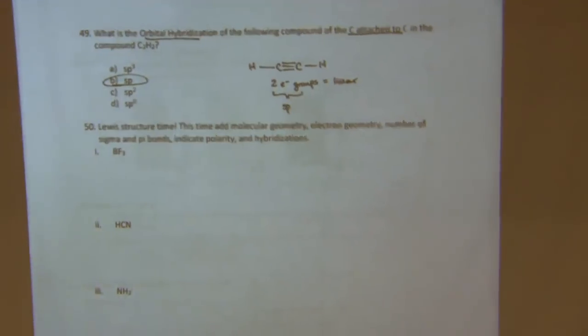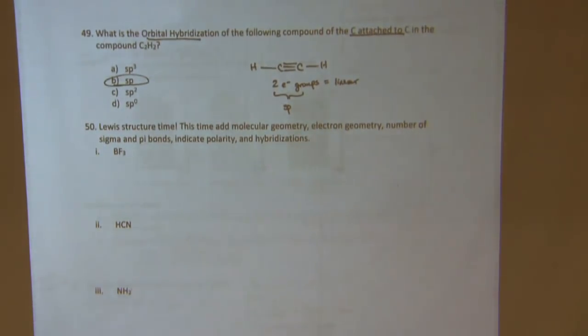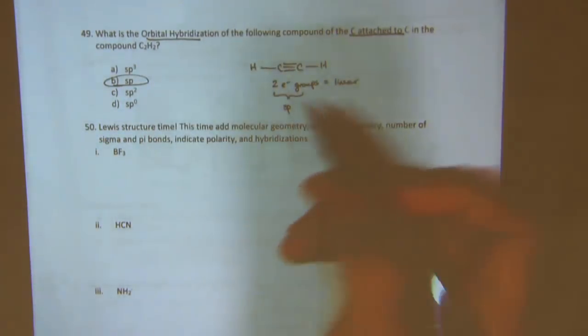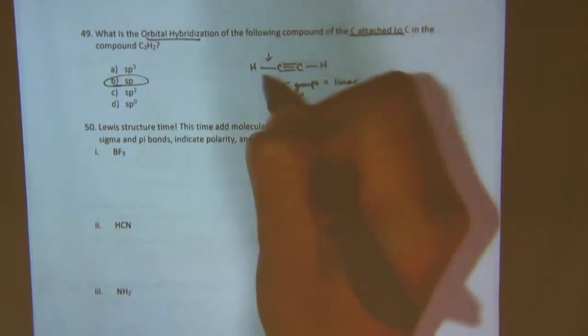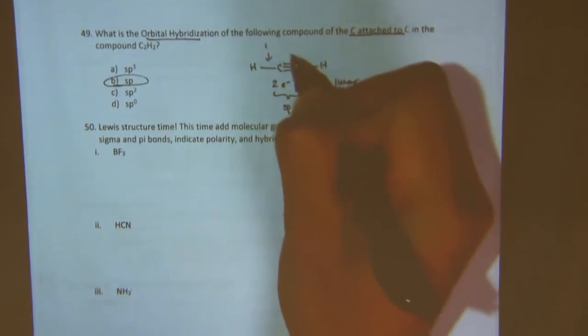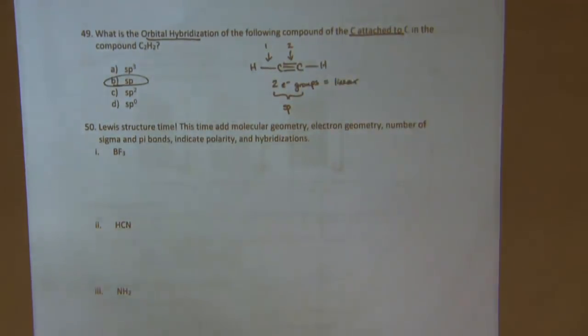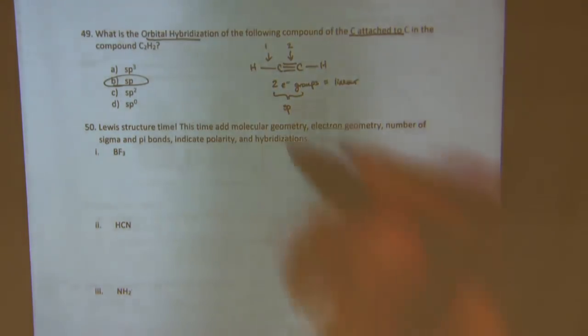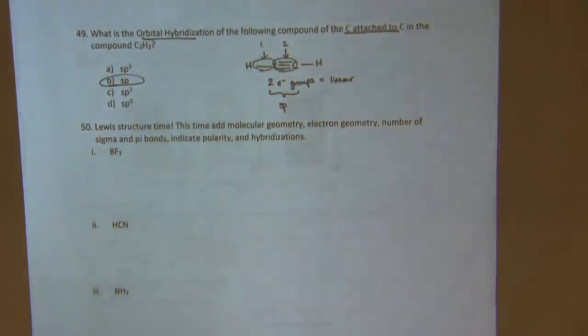Do you have any questions on 49? Yeah. So the 2 electron groups, one of them would be the carbon-hydrogen bond, and the other one would be the triple bond, the whole thing. Remember I said that single bonds, double bonds, triple bonds, and lone pairs all count as 1. So we wouldn't count the individual bonds within a triple bond. So this whole thing is 1, and this whole thing is 1. Right?